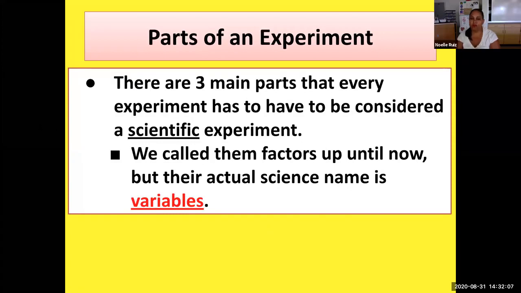All right, parts of an experiment. There are three main parts that every experiment has to have to be considered an actual scientific experiment. We called them factors up until now. We talked about factor 1 and factor 2, and we put them in a relationship and a hypothesis. However, their actual science name is variable. In science, we have to have a fancy name for everything. So our fancy name for factors of an experiment are variables.